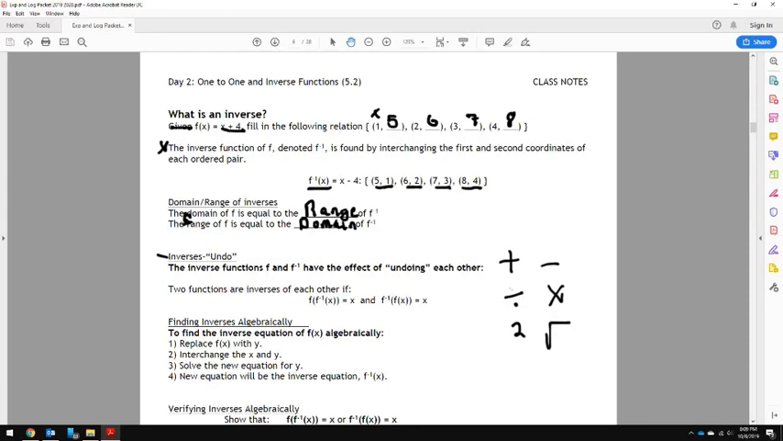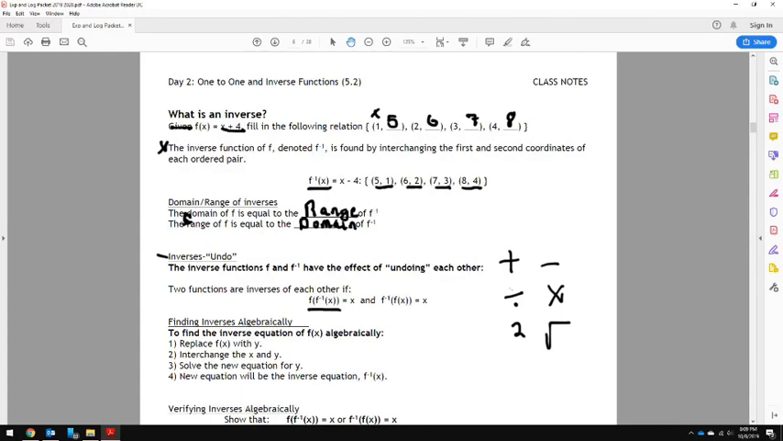Two functions are inverses of each other if, and this is what looks like a composite function here, guys, f of the inverse of f is equal to x, and so forth. And you saw that on day 1 when we talked in 5.1, the equation that we dealt with, when you plugged it in, you end up getting it equal to x.